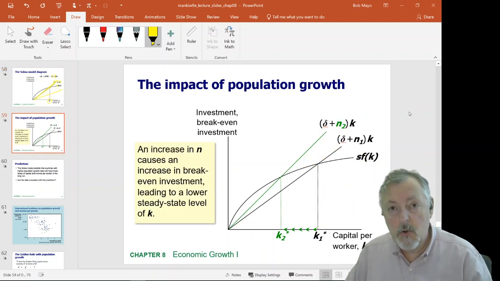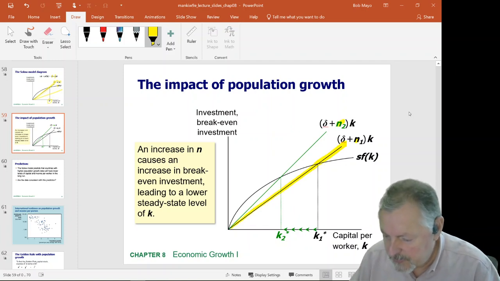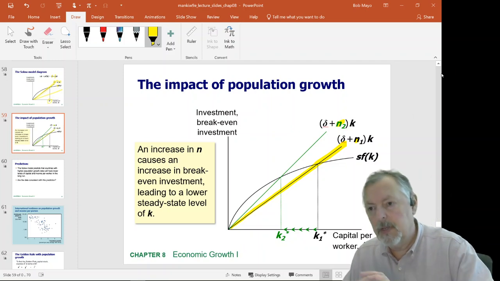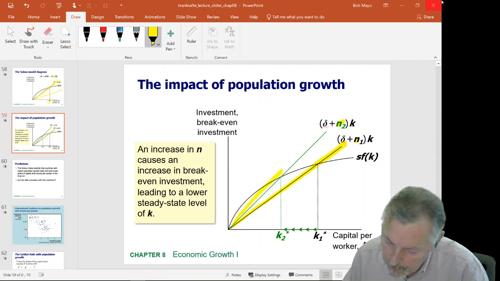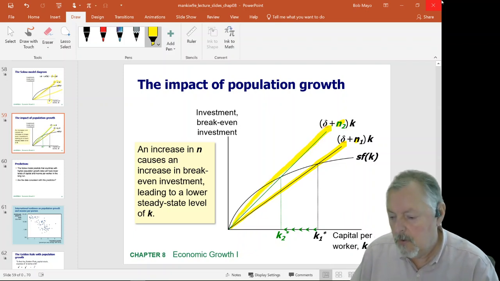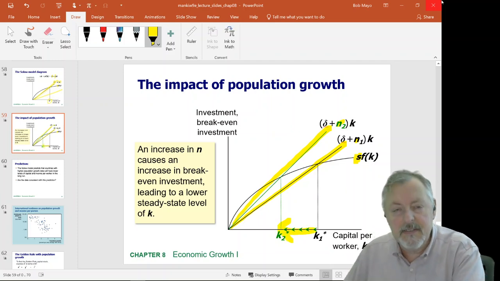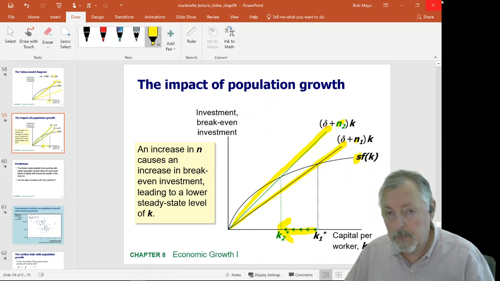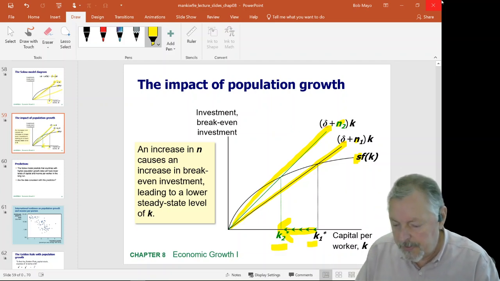If your population growth rate increases, N2 is bigger than N1, it just moves your steady state. It moves the amount of capital on a per worker basis you're losing each term from there to there, which means if your savings rate stays the same, your steady state level of capital per worker, and thus consumption and total output per worker, will fall from K1 to K2.